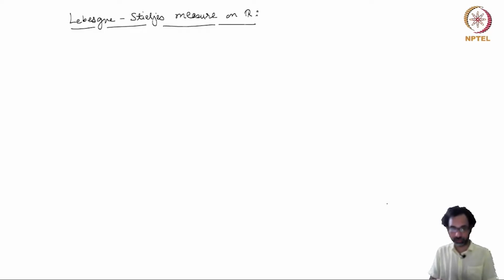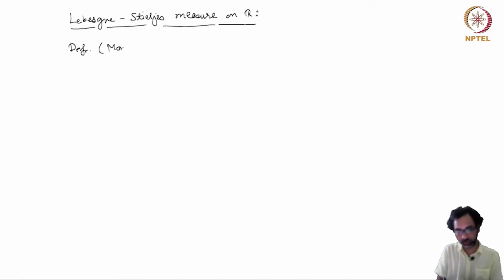Now let me give another construction of a measure called the Lebesgue-Stieltjes measure on the real line, which uses the Hahn-Kolmogorov extension theorem. So for this we define what's called a monotonically non-decreasing function.